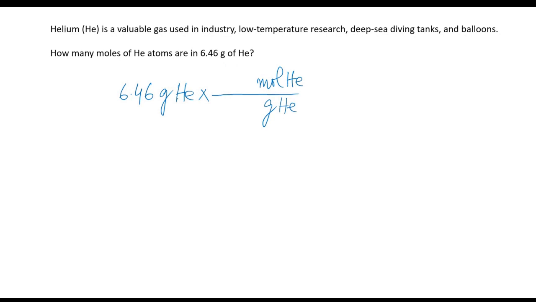We know that when you change gram to mole or mole to gram, you will calculate molar mass. So what is the molar mass of helium? 4. Very good, 4 gram. And 4 gram is equal to 1 mole. So 1 with mole and 4 with gram. Gram of helium cancel. When you use the calculator, 6.46 divided by 4, what is your answer? 1.615 mole of helium. Yes, boys. Any question?